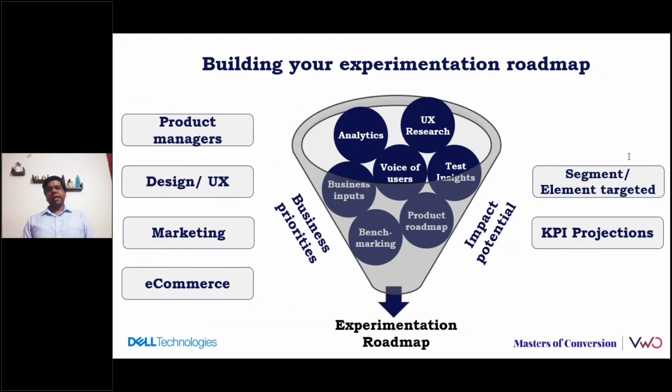So this slide, I'll keep it to a limited extent in terms of all the theoretical aspects, and I'll talk about specific tests when we move forward. But this is a simple visualization of what our experimentation roadmap is based on. Right in the middle, I've mentioned most of the sources of ideas: UX research, analytics, voice of users, insights from past tests, insights product managers get, benchmarking with other websites, and inputs from the business. All these are the sources.